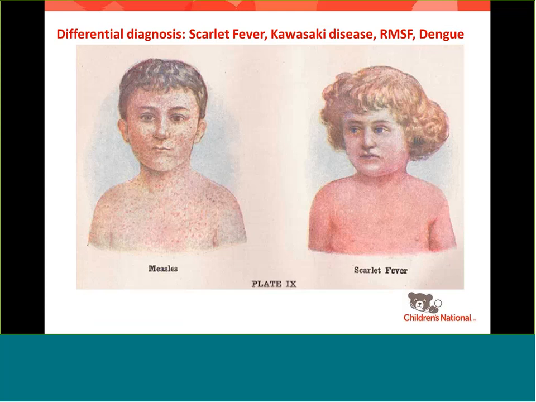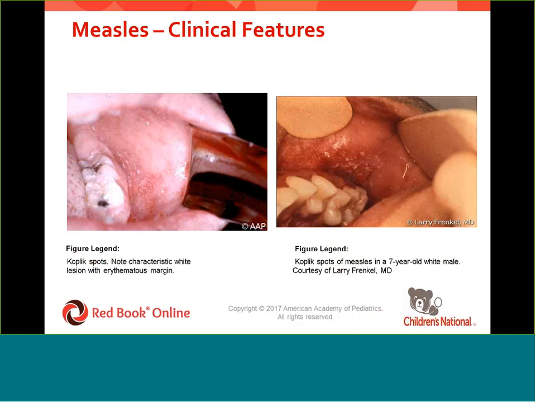Differential diagnosis for measles can include other things like scarlet fever, Kawasaki disease, Rocky Mountain spotted fever, and dengue. And I love this old slide from a plate that just compared the rash of measles with the rash of scarlet fever. And then just some photos for you to see the Koplik spots. There you can notice the characteristic white lesion with the erythematous margin. And these were 2 pictures that are from the Red Book Online, which is a wonderful atlas.